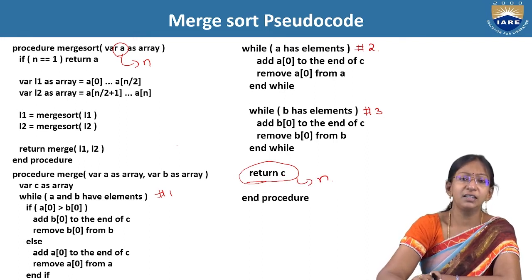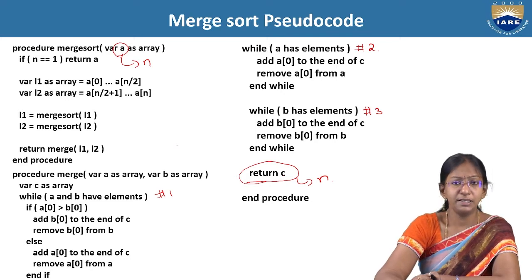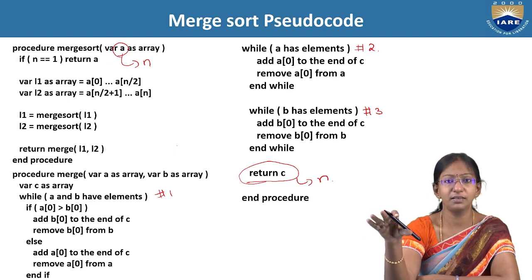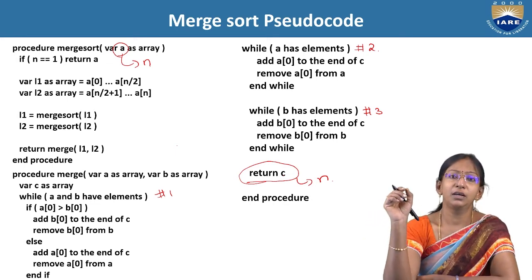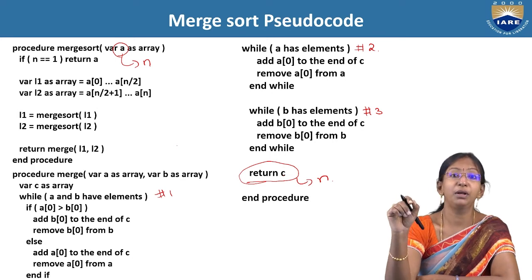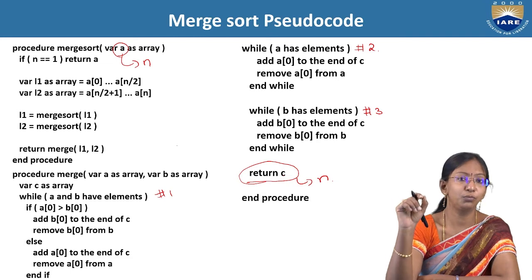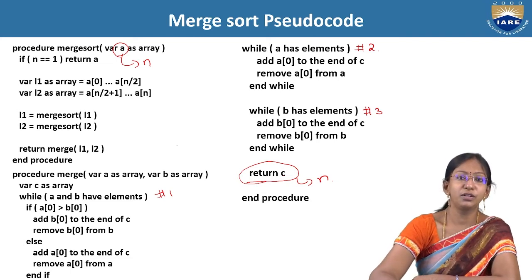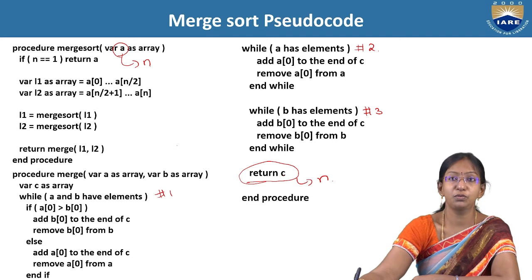So C is a temporary list which I have taken to sort the elements, and which got filled with the final result of the same size n. That's why the space complexity of merge sort is very high. It is equal to the number of elements you want to sort. I hope you understood this pseudocode. Let me explain the same logic with a small animation.